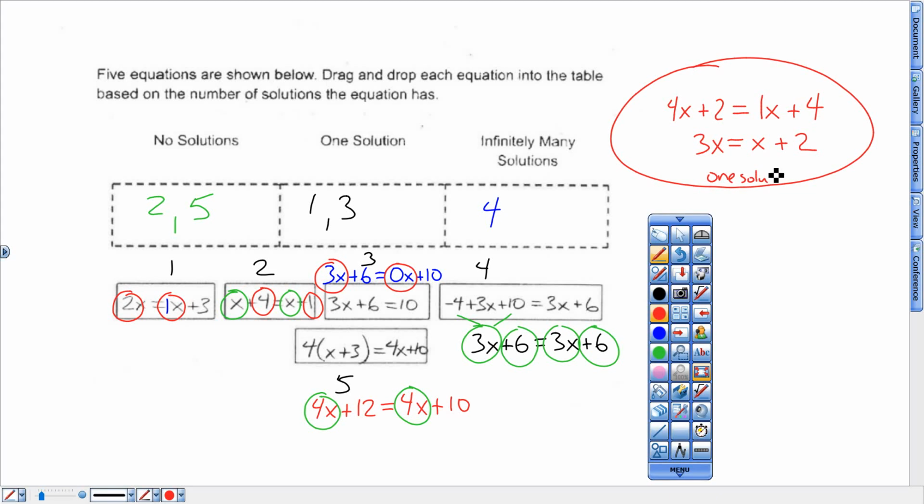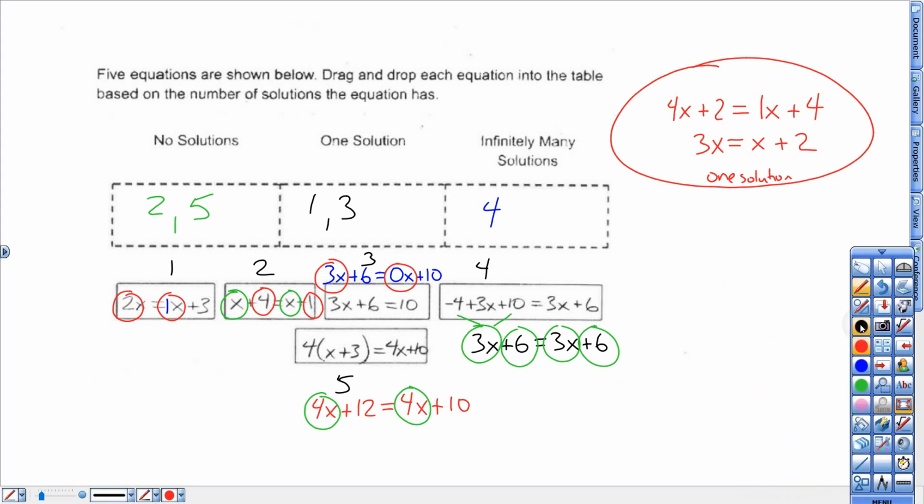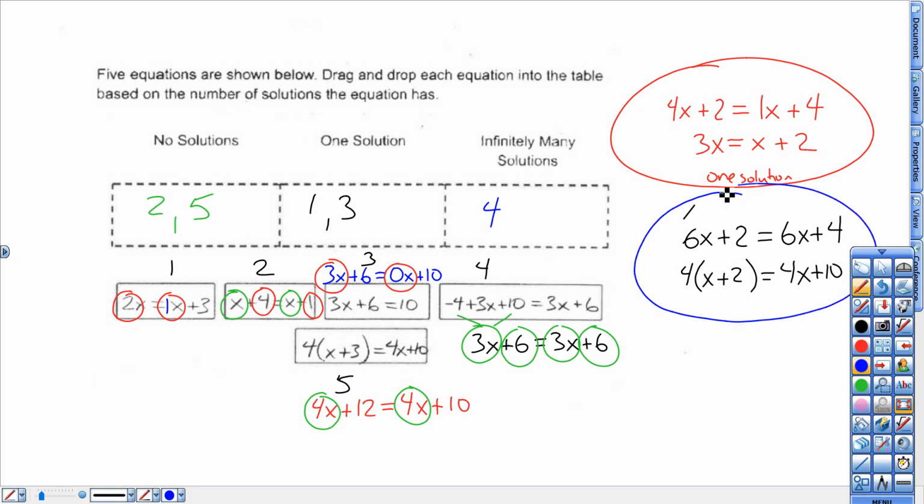Of course, sometimes they might have you distribute and combine like terms first. The other one is if I have the same number of x's, but different y-intercept numbers. Those are your no solution, parallel. Sometimes they give it to you straight up. Sometimes they have you distribute it to see that they have the same number but different y-intercepts. Those are the no solution. Same number of x's but different plain numbers.